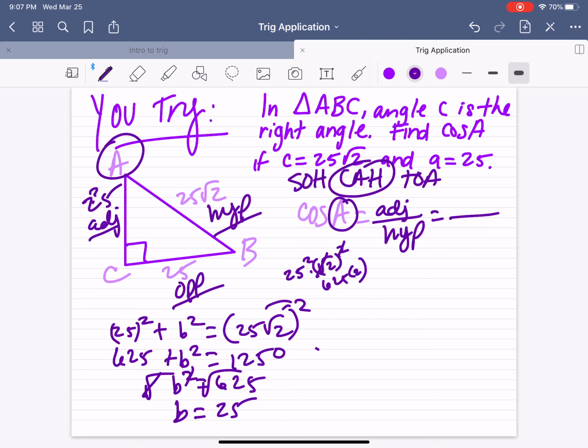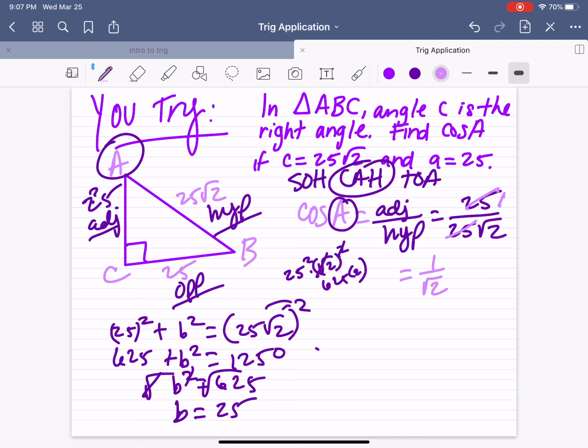So that's our adjacent. So let's set up our ratio. The adjacent is 25, and the hypotenuse is 25 root 2. Again, you cannot have a square root in the denominator, so you have to rationalize. But first, let's reduce this fraction a bit. 25 goes into 25 one time. So this reduces to 1 over root 2.